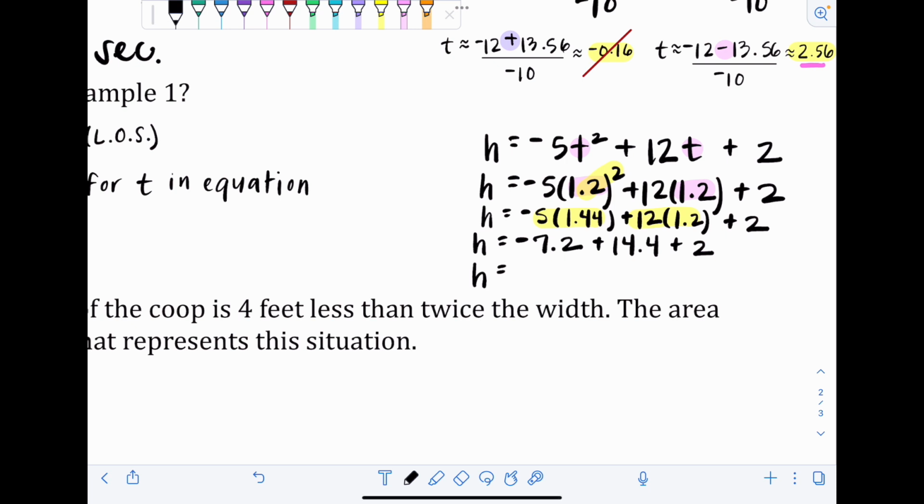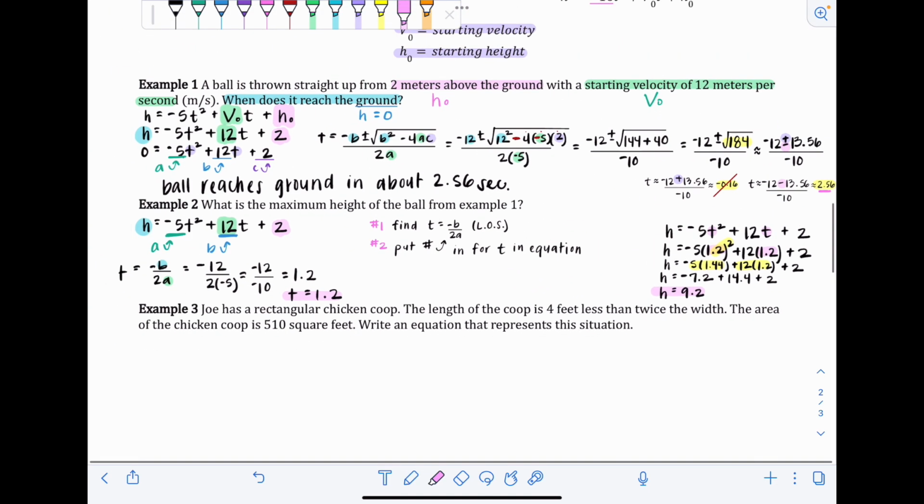So I would do -7.2, and then plus 14.4, and then plus 2, and you should end up with 9.2. So we ended up with H equals 9.2 after putting in that 1.2.